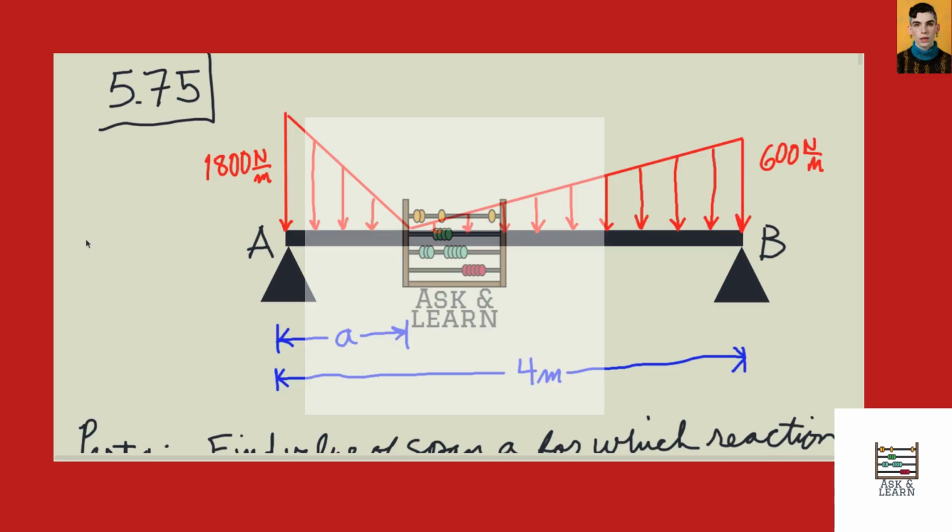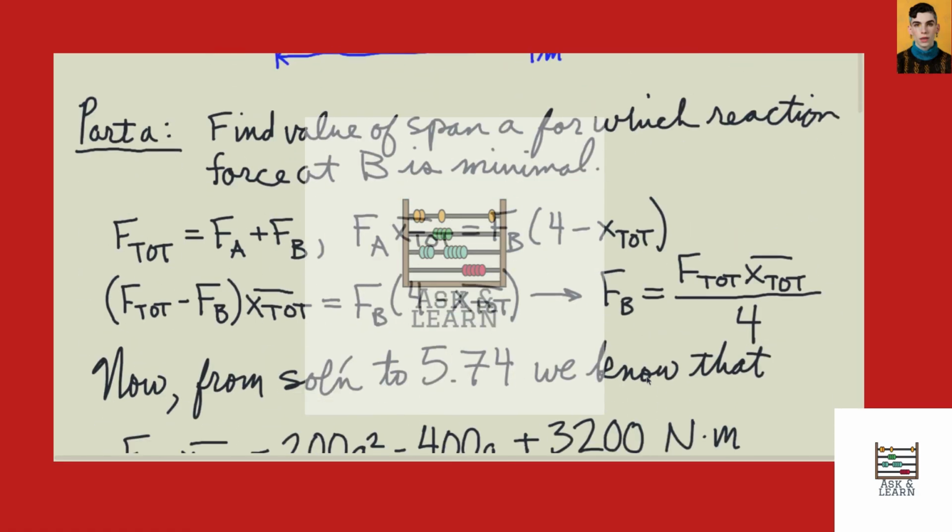And we're given that the value of this load density at point A is 1,800 newtons per meter. The value of the load density at point B is 600 newtons per meter. The total span of the beam is 4 meters.